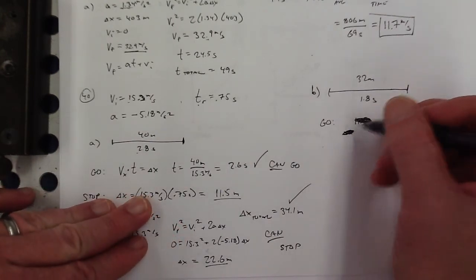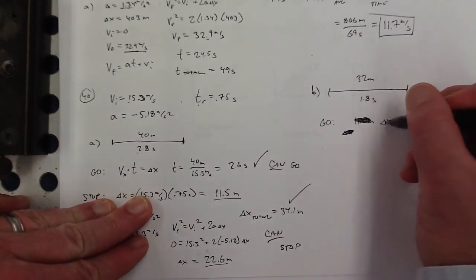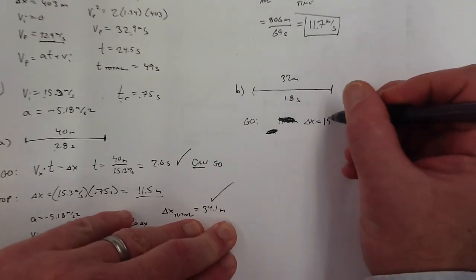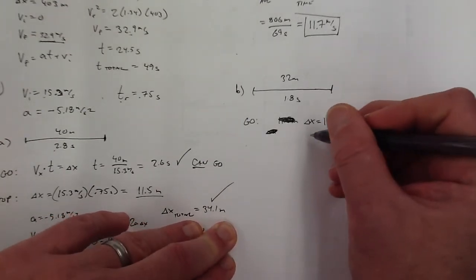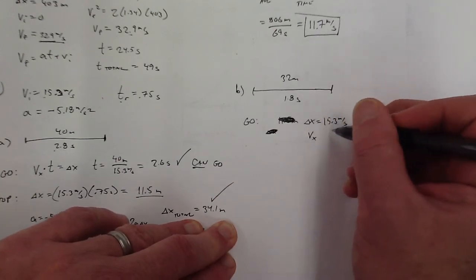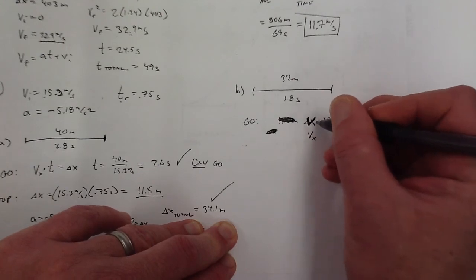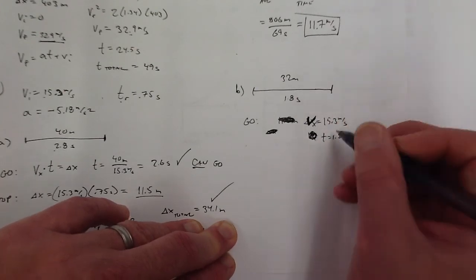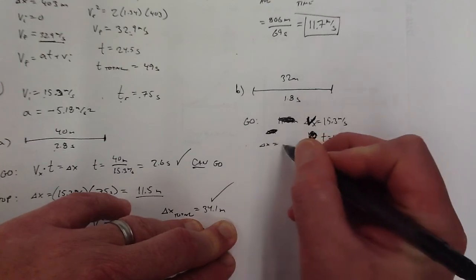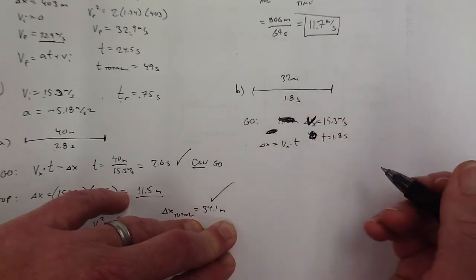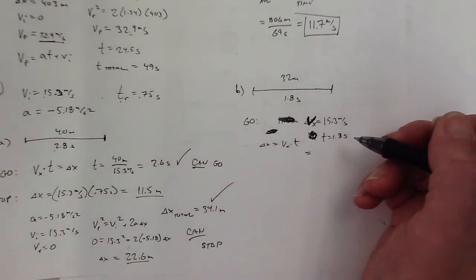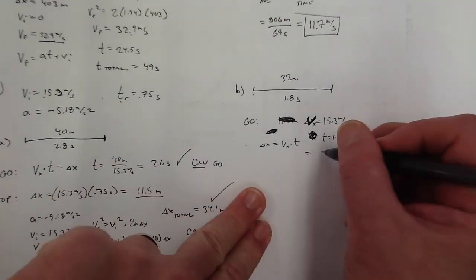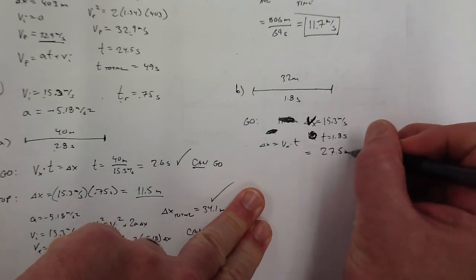So what if I figured out how far I'm going to go in 1.8 seconds? So delta x is equal to, I'm going at 15.3 meters per second, sorry, that is the Vx. That's the Vx, and I'm doing that for 1.8 seconds. So I could just say delta x is equal to Vx times t, which it is for constant velocity, and find that my delta x is the product of those two, 15.3 times 1.8. So that's only 27.5 meters.